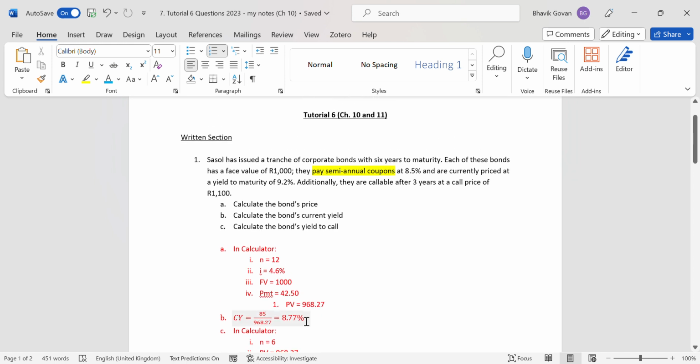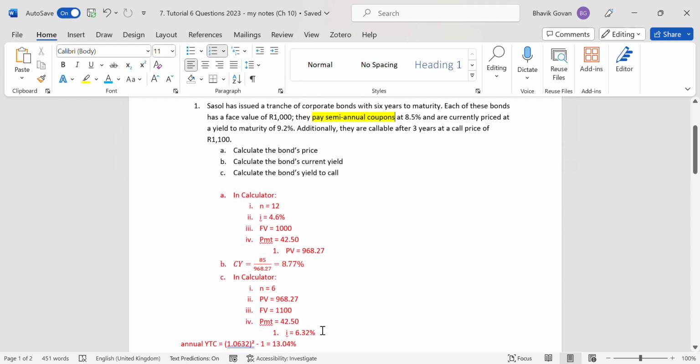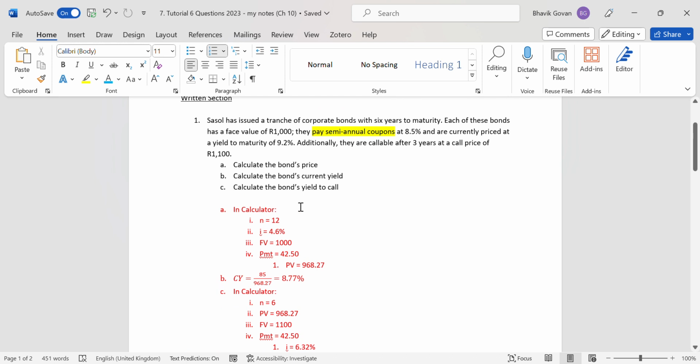Next is the current yield. The current yield will just be your annual interest over the present value. So it'll be your coupon payment, 85, over your present value, which we calculated in part A, and that's how you get 8.77%.